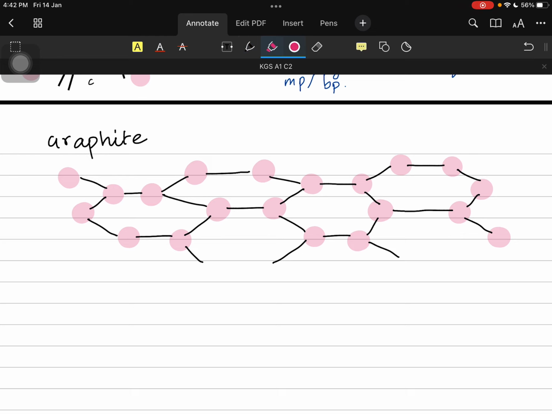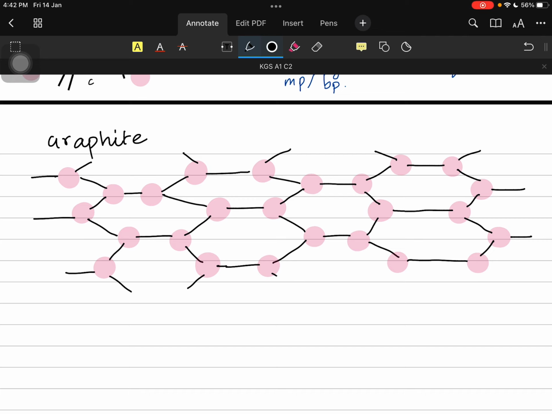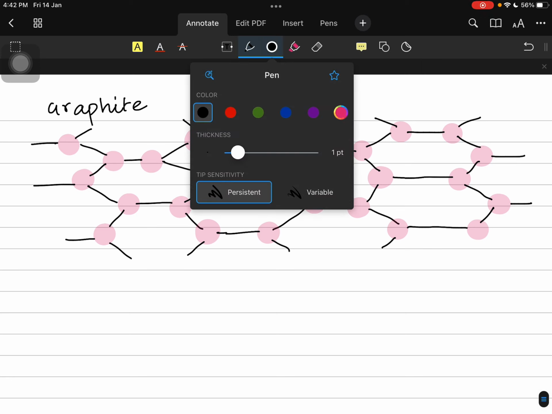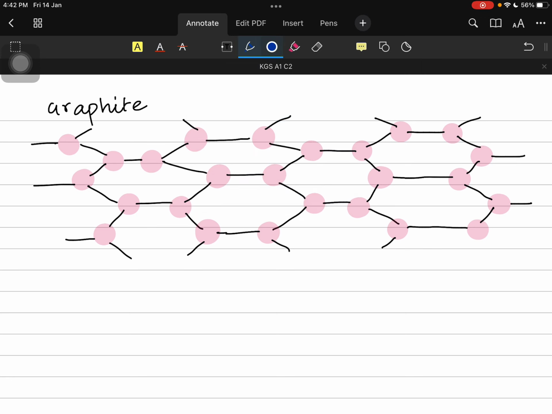If I stretch the structure, it might look like this. It goes on, and this would be a continuation of the structure of graphite. It goes like this. I'm making these bonds to show that this structure never stops. It keeps on growing like this. If you look at the structure, you can see that each atom of graphite is making three covalent bonds like this over here.